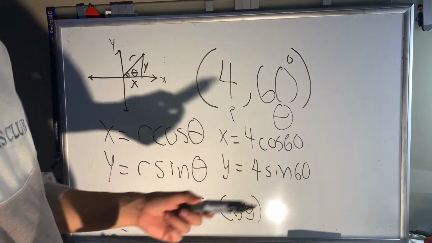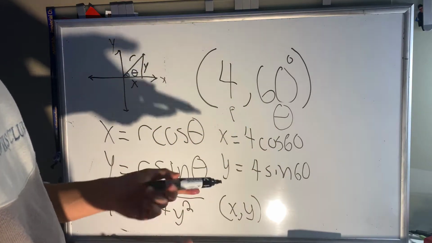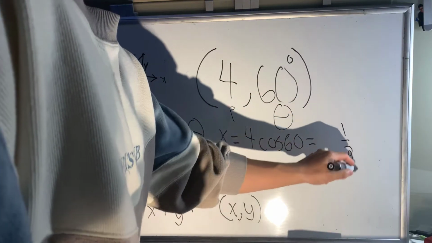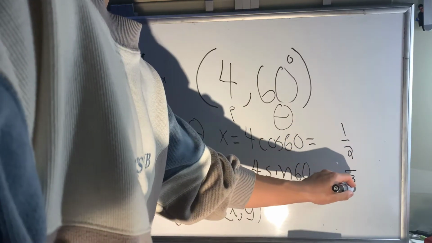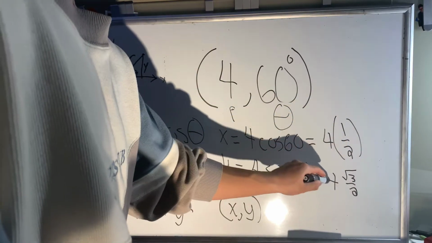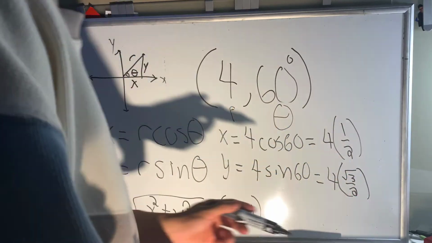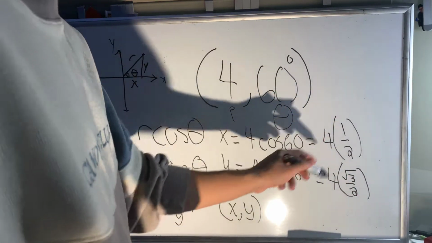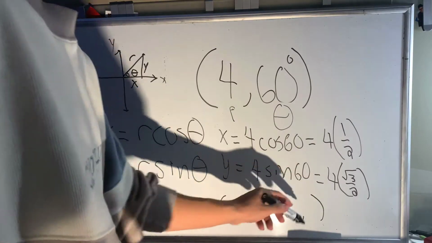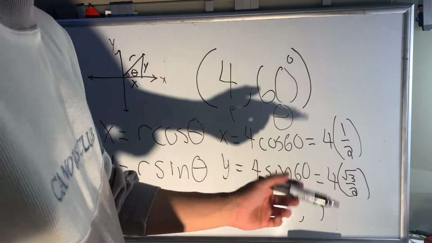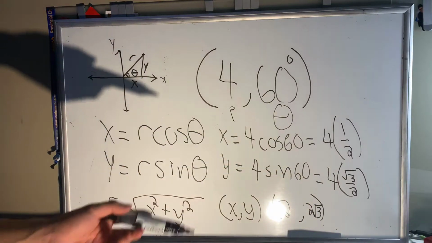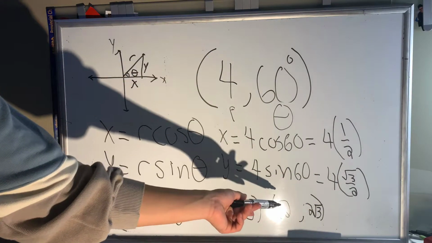Cos 60 and sin 60 are from the unit circle, and they are exact values. They are a half and square root 3 over 2. We are multiplying this by 4, so we put the 4 here, 4 here, and we should get our answer. 4 times 1 divided by 2 equals 2. That's our x point. And our y point, 4 times root 3 over 2, can be simplified to 2 root 3. And that is how we convert a polar coordinate to a rectangular coordinate.